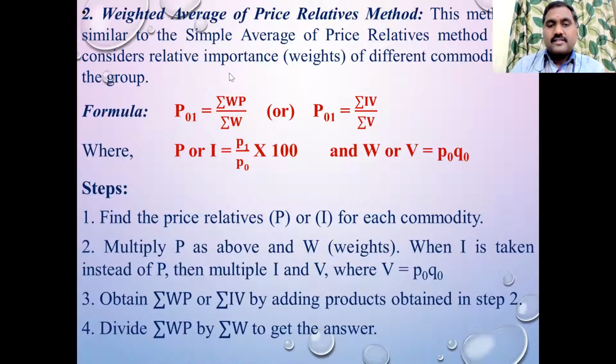The first method under weighted aggregate is Laspeyres. Very good. So the Laspeyres method is the first method under the weighted aggregate method. And then the third one is what? Fisher index method. Good. These are the three methods which come under the weighted aggregate method.